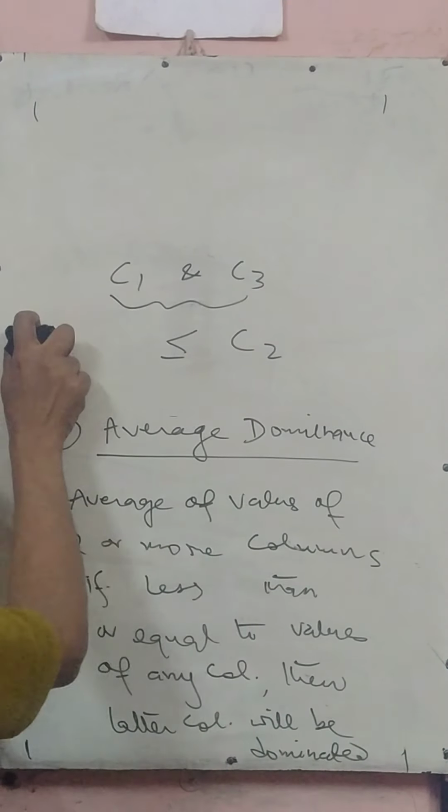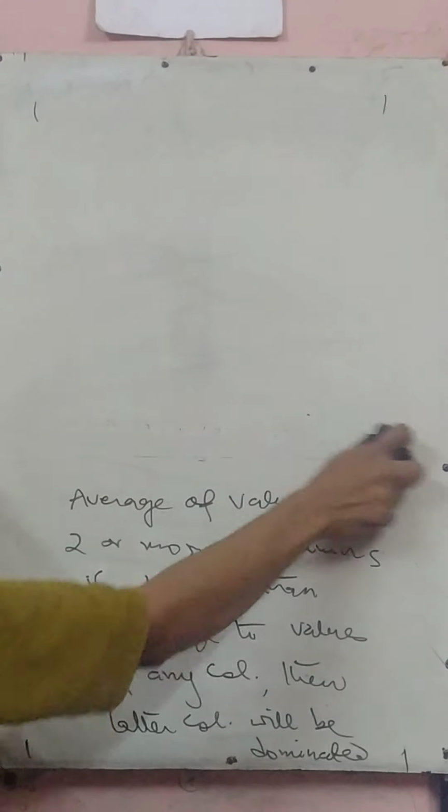So that is average dominance. It is very rarely applied, only in extreme cases. If we cannot apply the dominance principle, then we choose the idea of average dominance. Now come to one example. Mostly we apply row and column dominance.